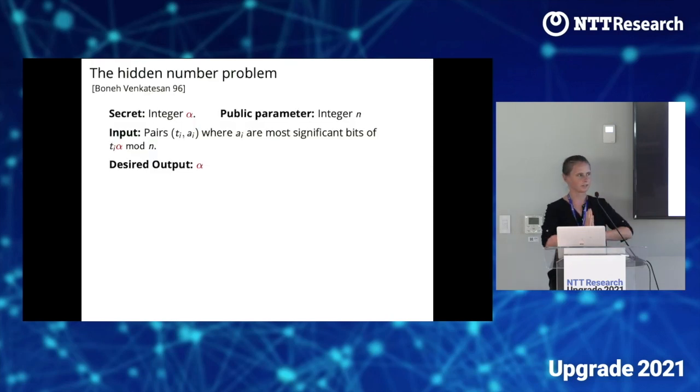This is based off of the hidden number problem. The hidden number problem was formalized by Boneh and Venkatesan in 1996. They were originally applying it to Diffie-Hellman, but it turns out that DSA and ECDSA are easier to attack in practice.